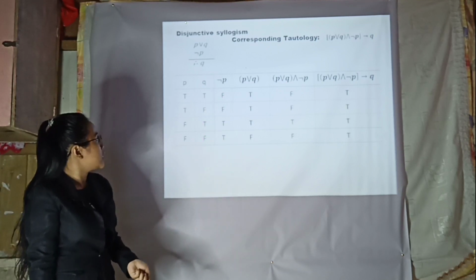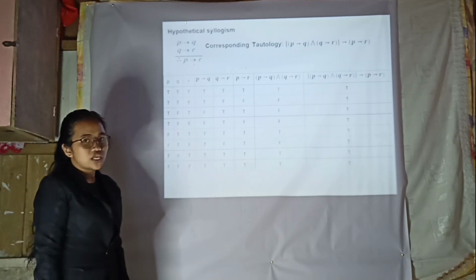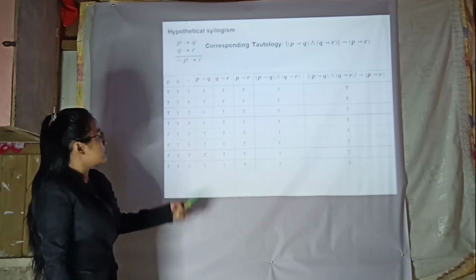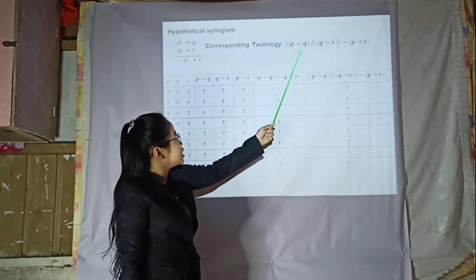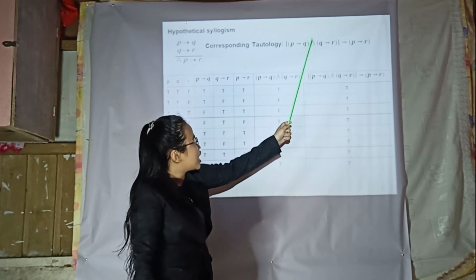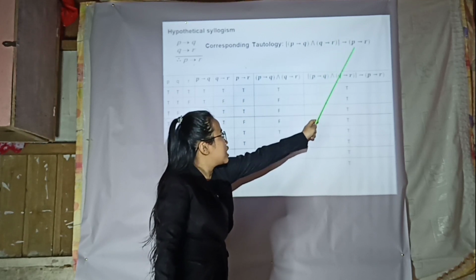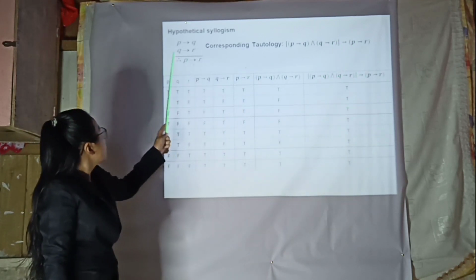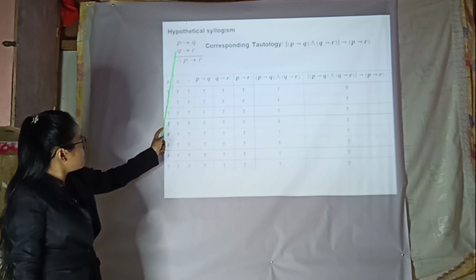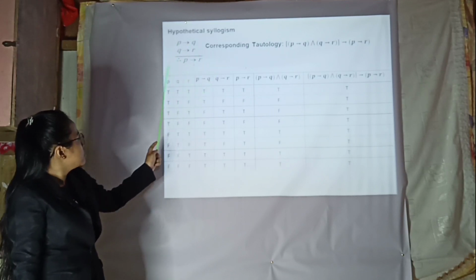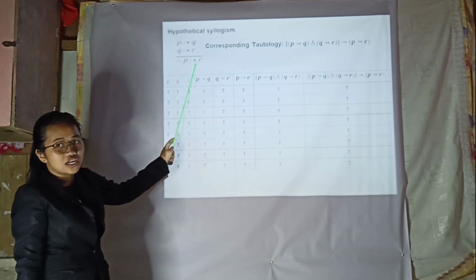So, let's proceed to the next rule of inference. Hypothetical syllogism. So, the corresponding tautology: if P then Q and if Q then R implies if P then R. So, if P then Q, so if Q then R, so therefore if P then R.